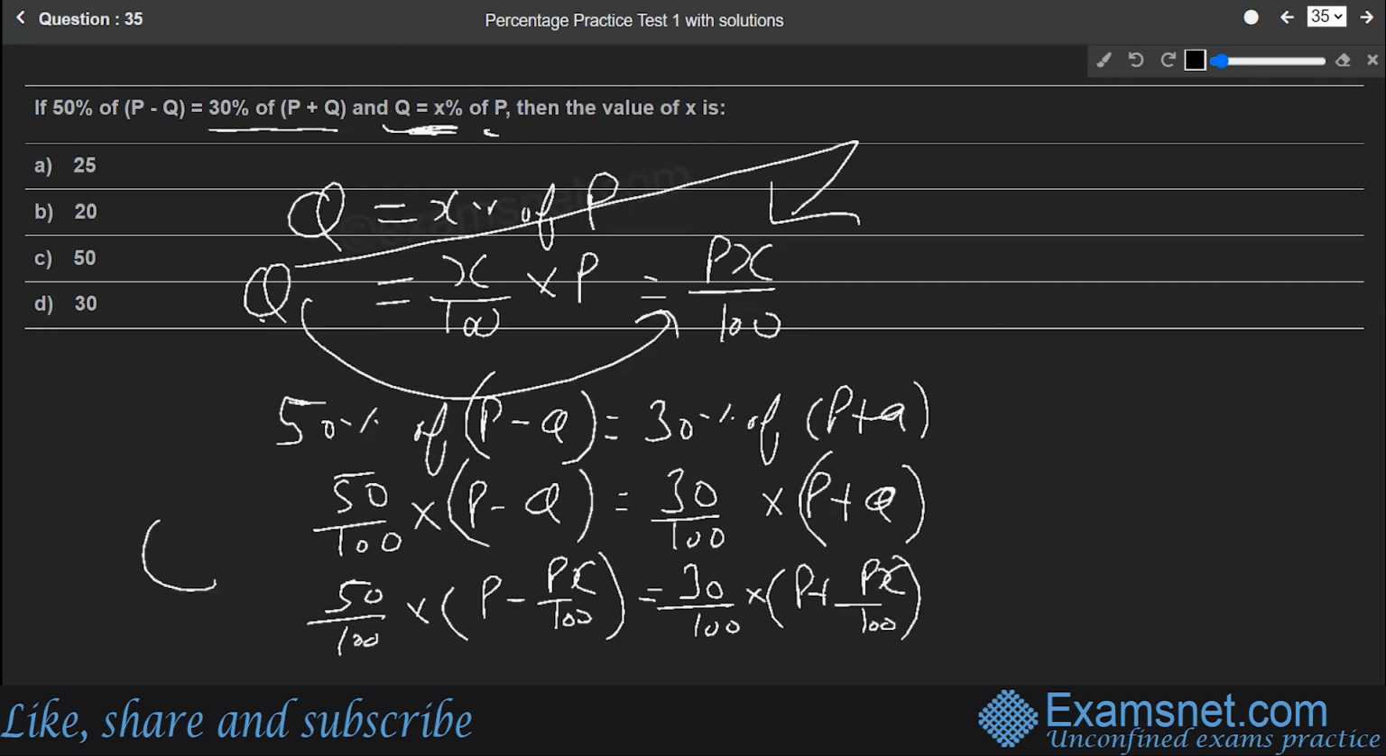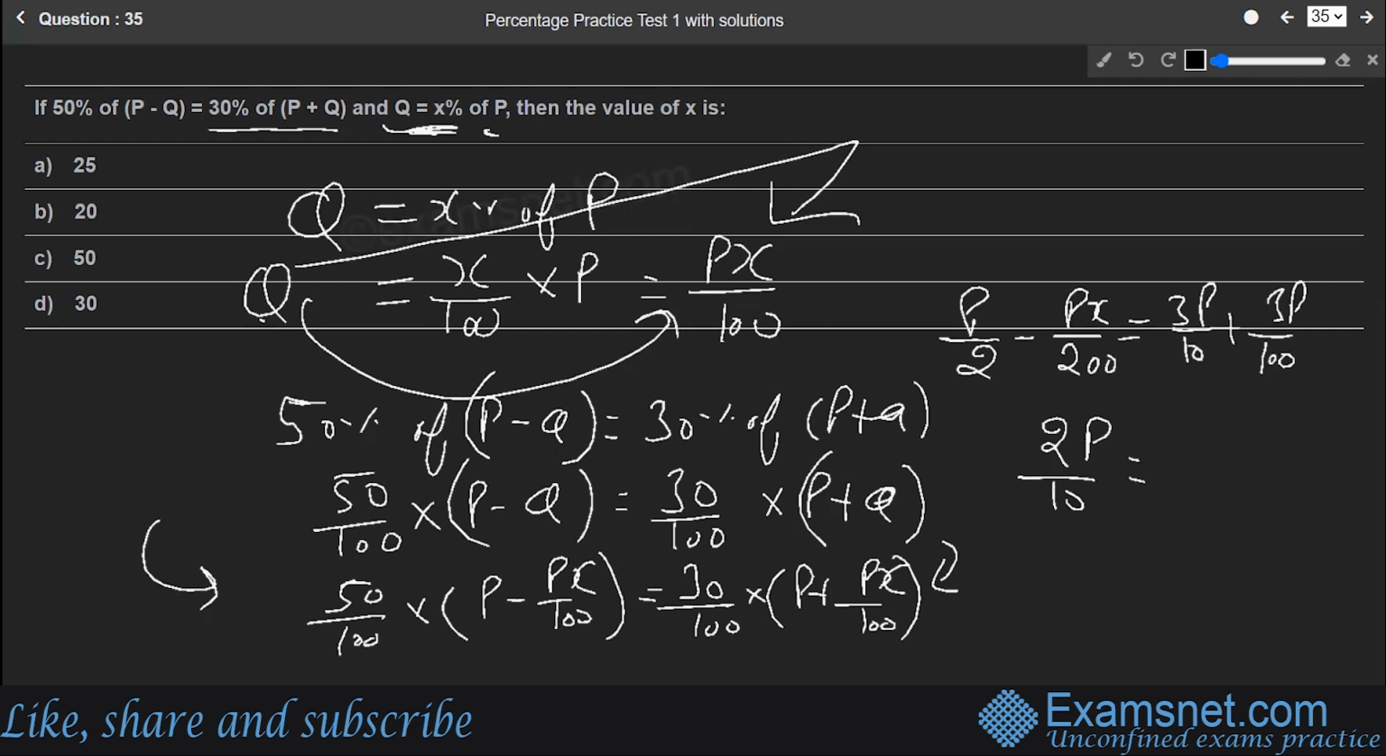Now we are supposed to solve this particular expression to give the right answer. If we solve this, this comes out to be P by 2 minus Px by 200 is equal to 3P by 10 plus 3Px by 100. If we solve this further, this is coming out to be 2P by 10 is equal to 8Px by 1000, which cancels out the P from both sides, and X can be easily calculated as 25. So that is the value of X coming out to be 25.